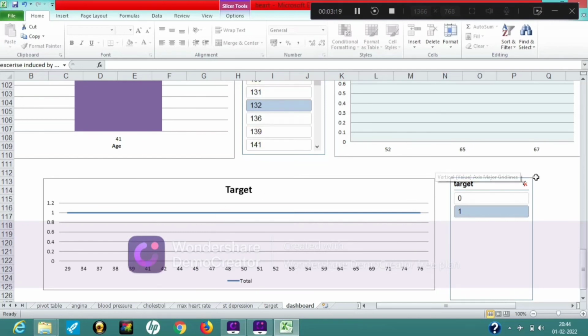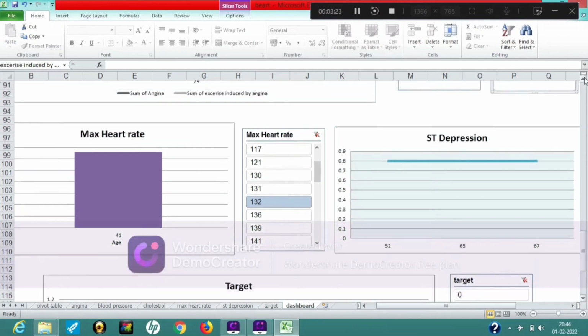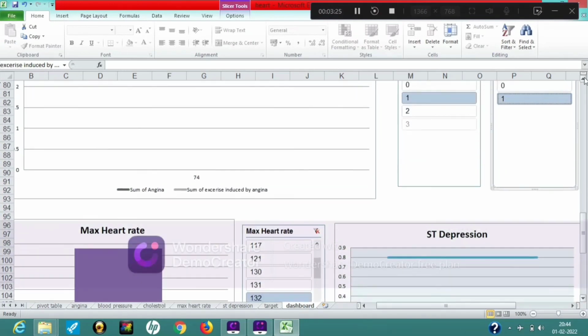Now this is my dashboard which I have created using all these data, pivot tables, pivot charts and slicers.